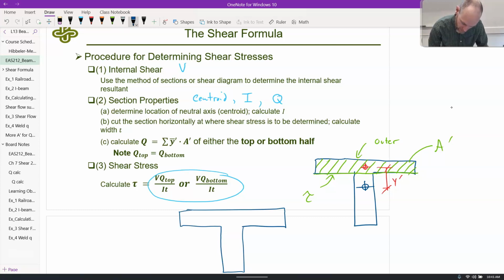So same cross-section. Here's my centroid. Here's my location that I'm wanting to establish tau. So to calculate Q, you include the entire area from outer edge to that specific location. Outer edge can either be top edge or bottom edge.